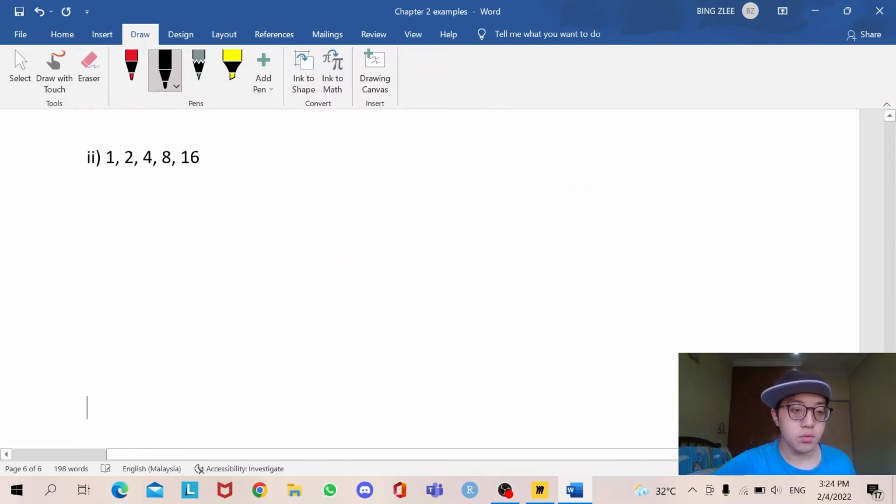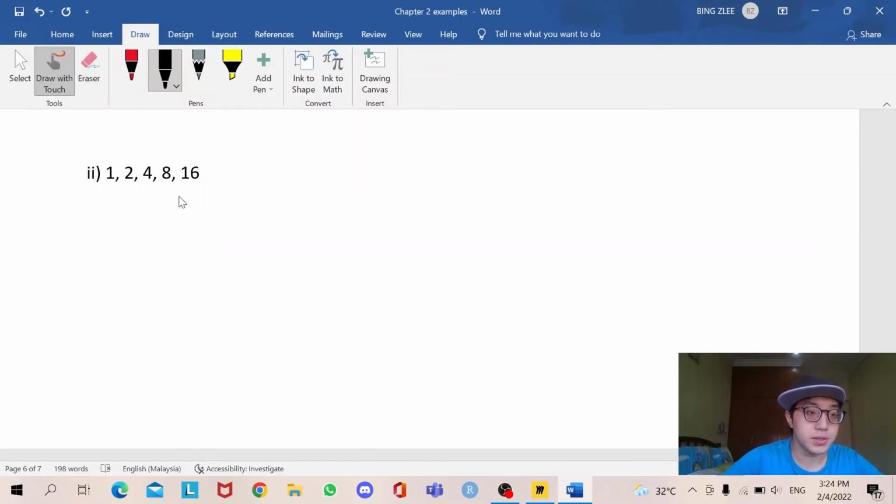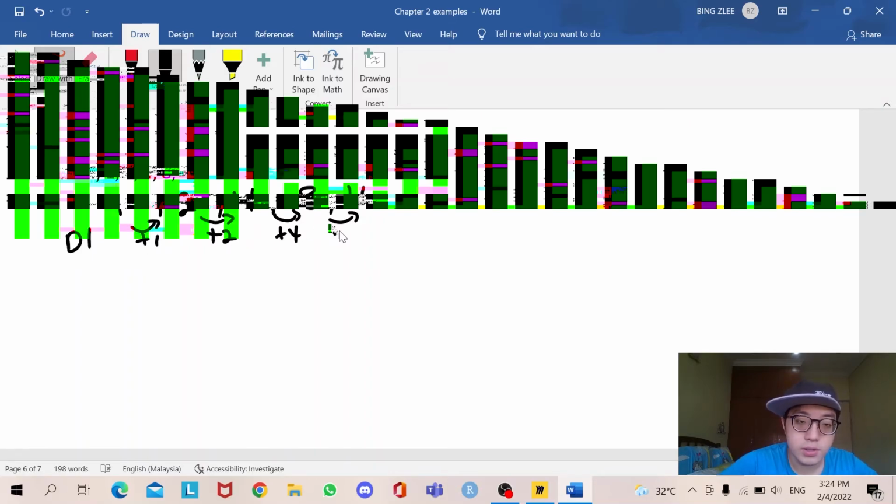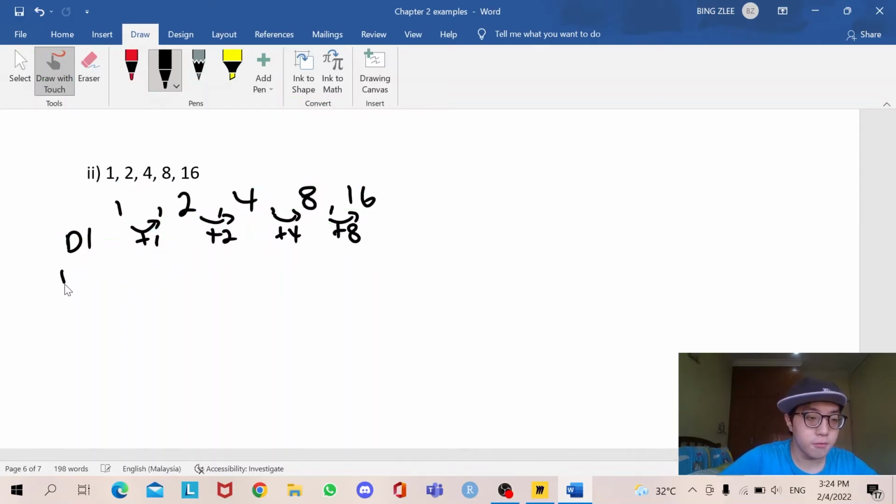All right, the second question here we have a sequence of 1, 2, 4, 8, and 16. So how do you solve this? So 1, 2, 4, 8, 16. Again, if you are looking for the difference, it's plus 1, plus 2, plus 4, and this is plus 8. And if you further find d2, this is going to be plus 1, plus 2, plus 4, and never ending.